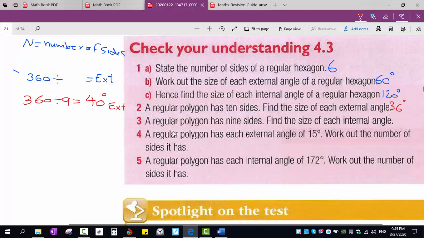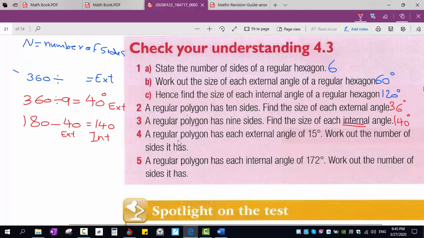To get the interior, because the question asks for the interior, we're going to say 180 minus 40. This 40 is the exterior. 180 minus 40 is equal to 140. So the result of subtracting the exterior from 180 is the interior angle. So the question wants the interior, so the answer is 140 degrees.